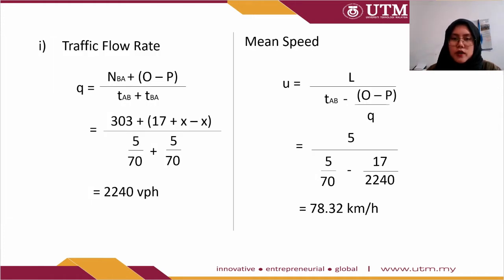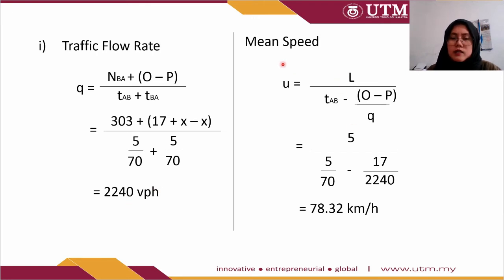The first one is the traffic flow rate, which is Q. Q equals N_BA, the number of vehicles in the opposing direction from B to A, which is 303, plus O minus P. O is the number of vehicles that overtake the observer vehicle, which is 17 plus X, minus P. P is the number of vehicles it overtakes, which is X, divided by T_AB, the time taken from A to B, plus T_BA, the time taken from B to A. So finally we get the answer that the traffic flow rate is 2240 vehicles per hour.